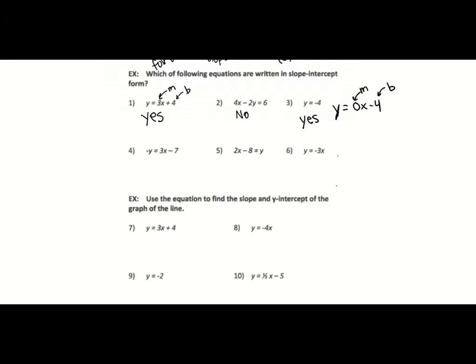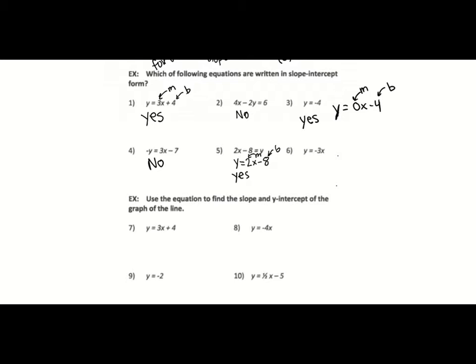Number 4, y is not by itself. There's a negative there. So this is no. Y has to be totally by itself. Number 5, y is by itself, but it's just on the other side. So if we flipped this around, y equals 2x minus 8. Looks a little better, looks more similar. We have our 2 is our slope, and our 8 is our b. This is yes, it is in slope-intercept form.